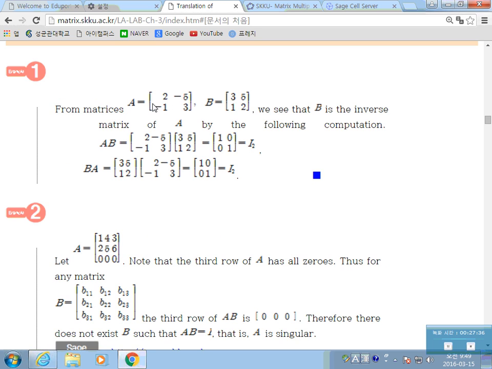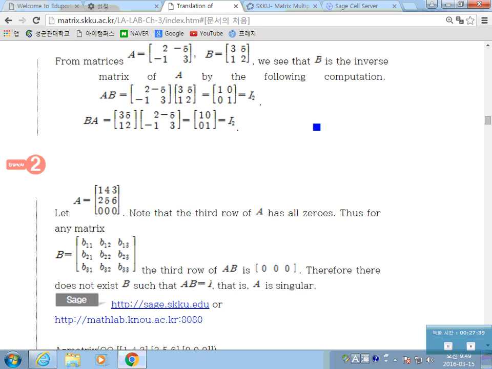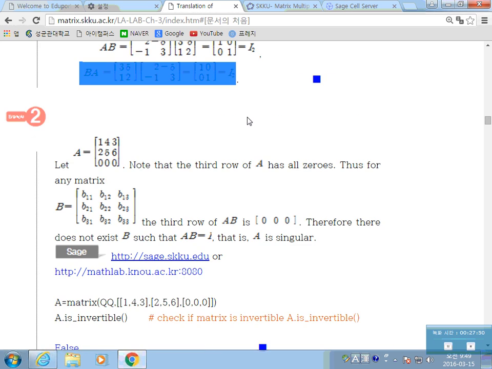When A and B are given like this, then if we multiply, AB is equal to identity and BA is equal to identity. Then B is an inverse matrix of A and A is an inverse matrix of B.